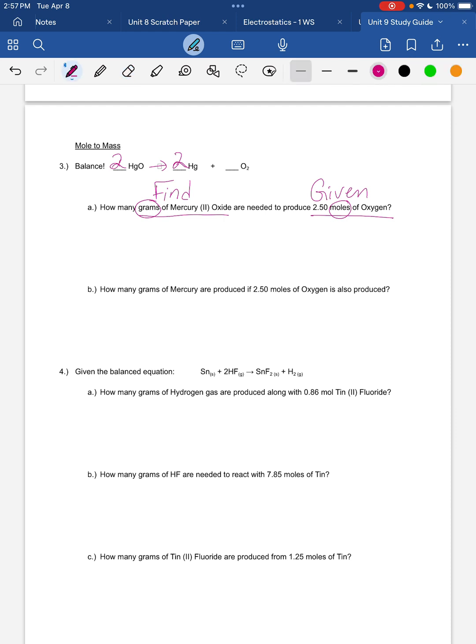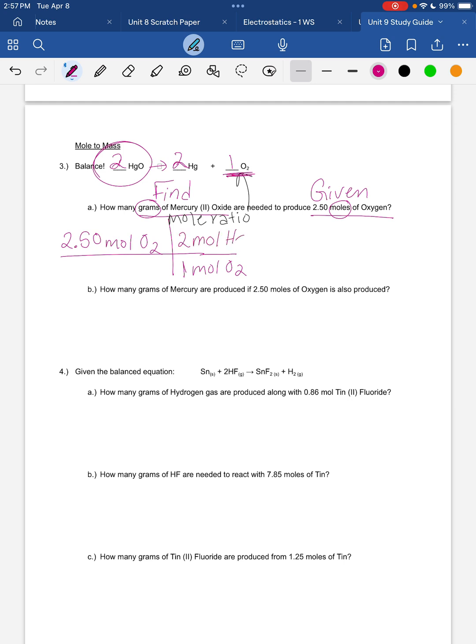This is a 2-step problem. So we're going to start with what we're given, 2.50 moles of oxygen. Now, if you're in moles of oxygen, you can go from moles of oxygen into moles of mercury oxide using our mole ratio. So the very first step is going to be the mole ratio. Again, this is going to come directly from your balanced chemical equation. So for every 1 mole of oxygen, we have 2 moles of mercury oxide.